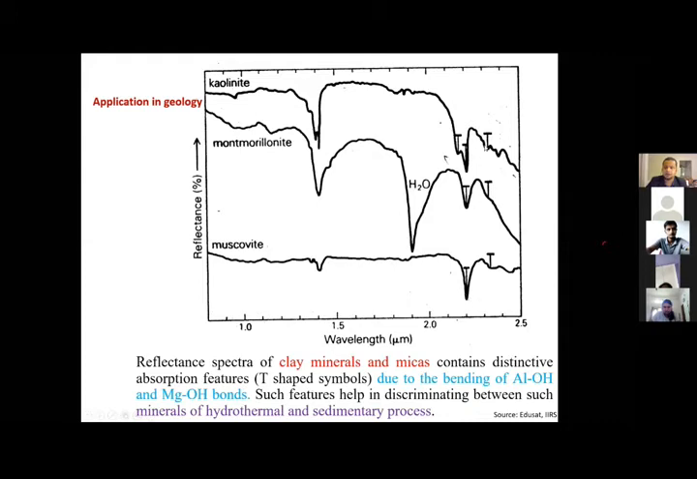These troughs are typical of kaolinite. These troughs are typical of montmorillonite, whereas these absorption valleys are typical of muscovite. So when you're trying to correlate a hyperspectral image of a ground which has mostly clay minerals and micas, you would like to look into the spectra to differentiate between the minerals.